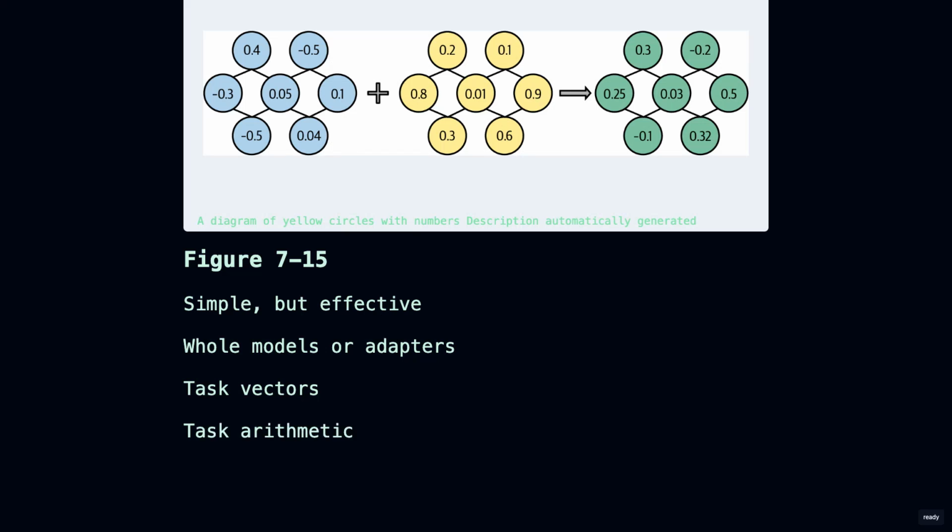Task vectors also let you do arithmetic, add capabilities, or subtract unwanted behaviors. That can even be used to reduce biases or remove specific skills from a model update.